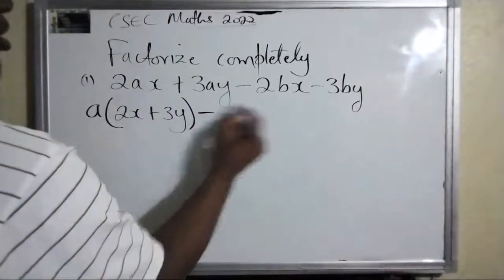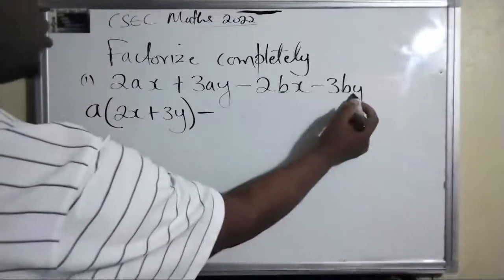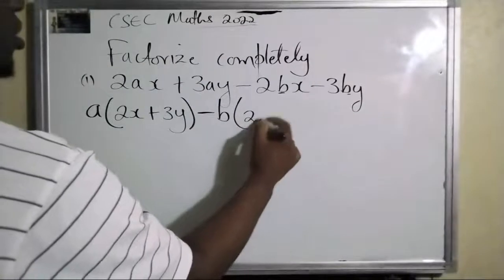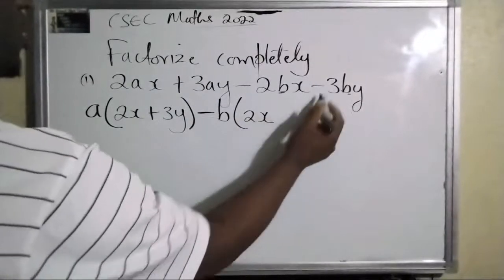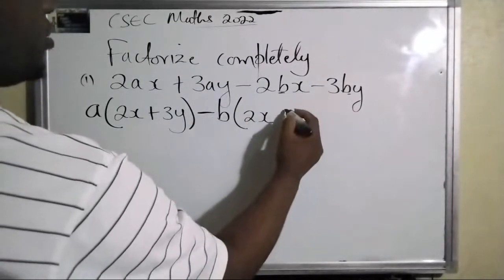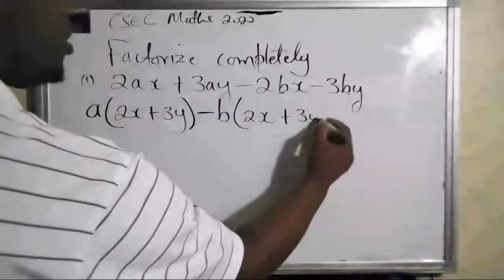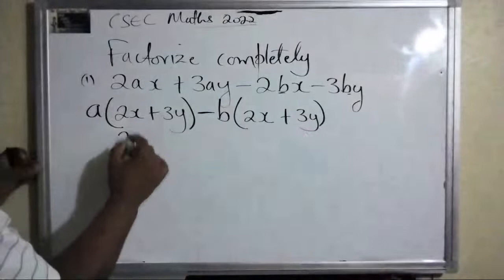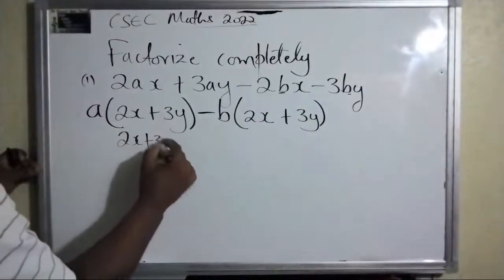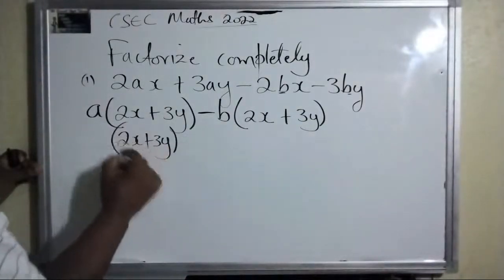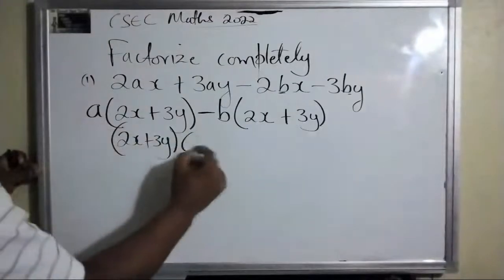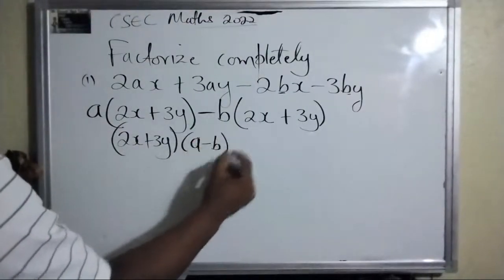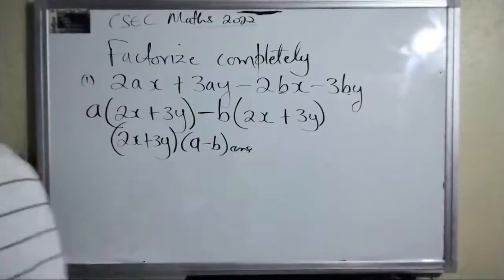Minus, very important, and then we take out b, because b is common to both. That will leave positive 2x. This is a negative, so a negative by a negative gives positive, so that leaves 3y. Now these are common, so we say 2x plus 3y, and then what's outside, which is a minus b, very important, and that would be our answer.